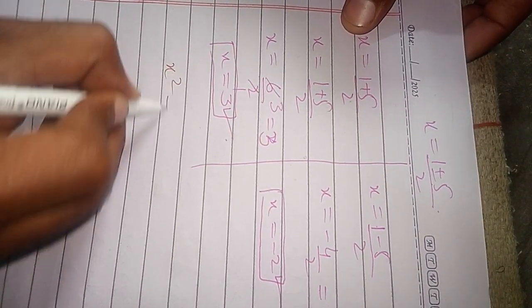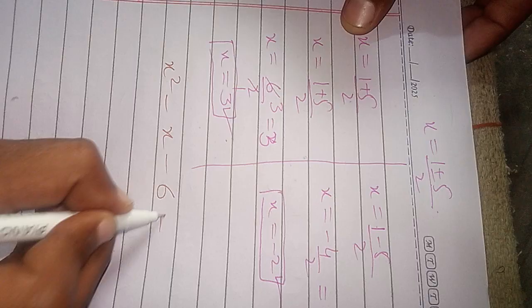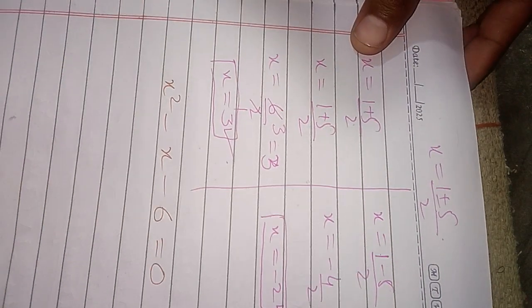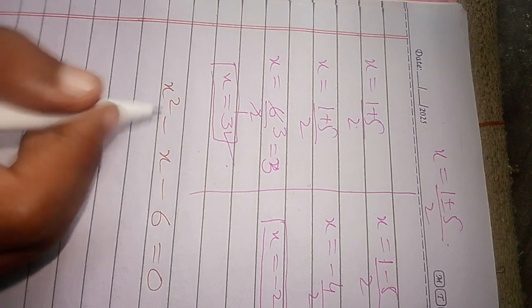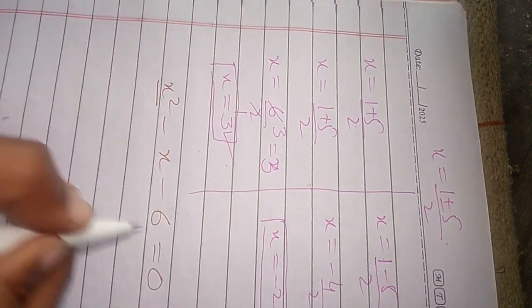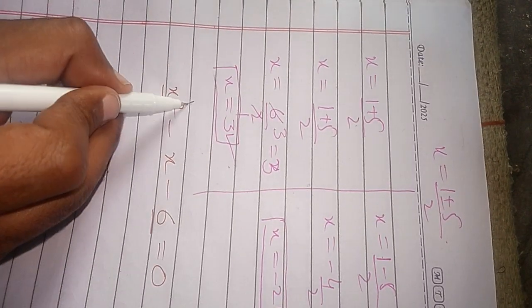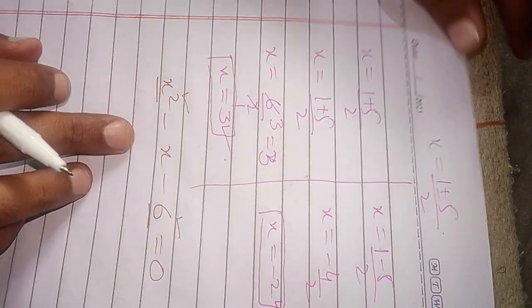x square minus x minus 6 equal to 0. This is the question that we were solving. So what does the middle term formula say? These are two basic important terms.